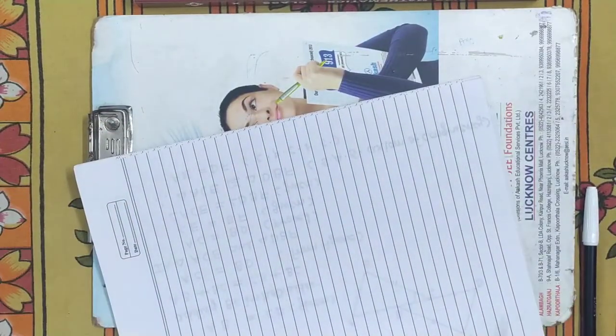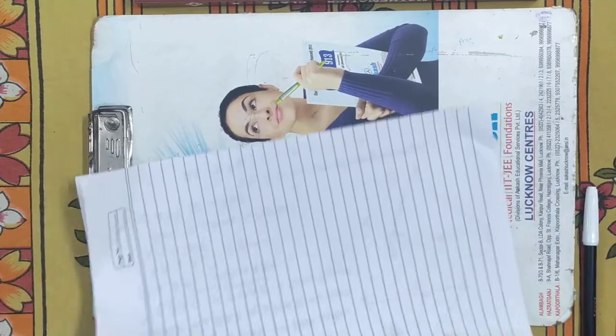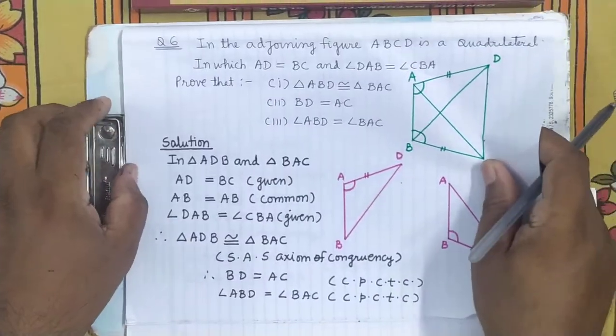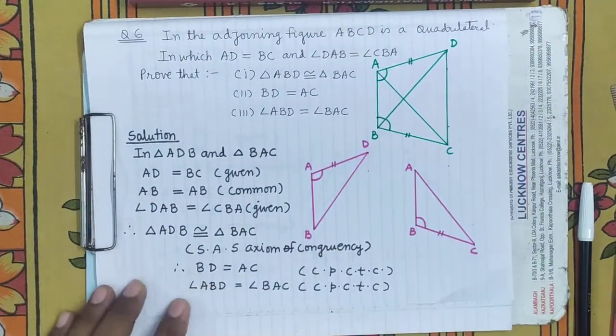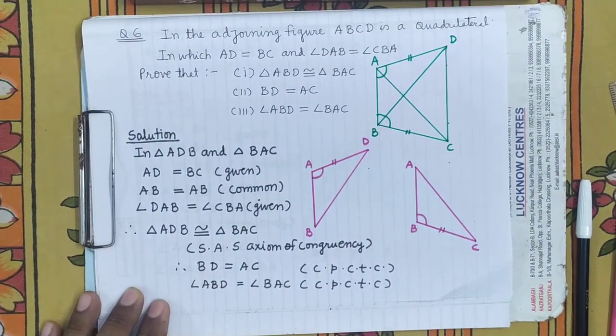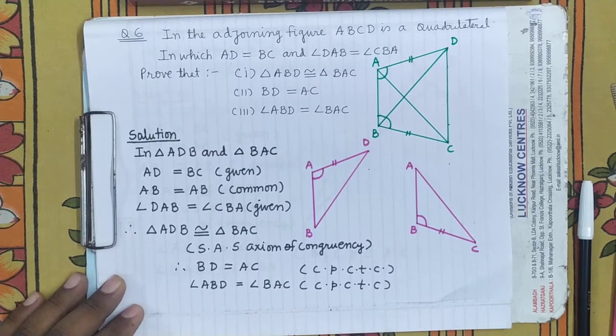What is the next question here? And when the triangles are overlapping, then you draw them separately. Then it will be clear, and you can very easily locate the corresponding parts.